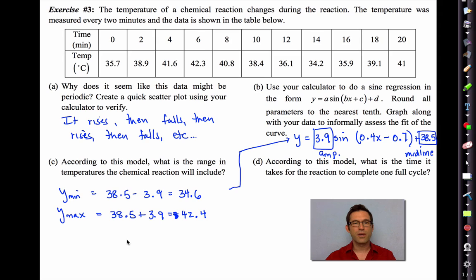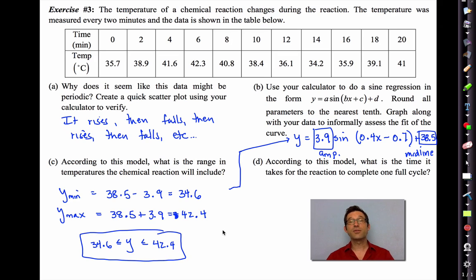42.4. So we can now say our range is all y values greater than or equal to 34.6 and less than or equal to 42.4. Now what's interesting is that there's definitely some data in our table that doesn't fall in that interval, like this guy. I think we got all the data on the higher end, but that one definitely falls out on the lower end, and again, that's because regression models aren't perfect. Letter D. According to this model, what is the time it takes for the reaction to complete one full cycle? What are they talking about here? Pause the video and think about this a bit.